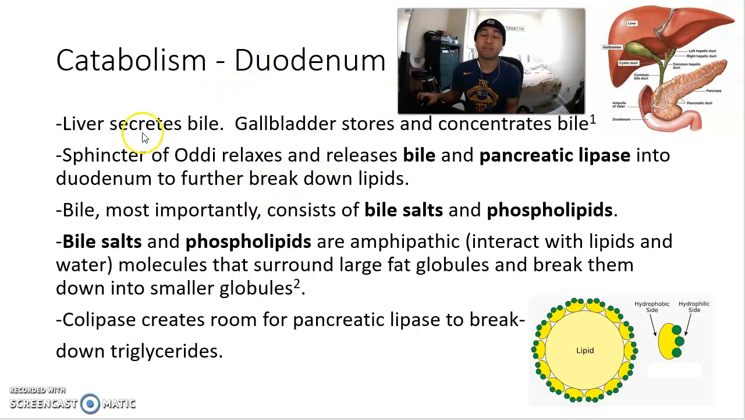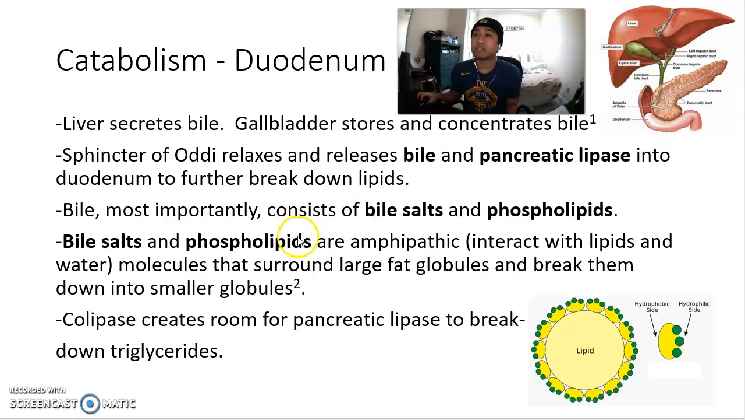So, in the duodenum, we will be secreting not only that pancreatic lipase, but something extremely important called bile. Bile is secreted by the liver and stored in the gallbladder, which will concentrate the bile as well. So it's secreted in the liver, travels down the hepatic duct, and is stored in the gallbladder. It'll travel down through the common bile duct to the ampulla of Vater, and the sphincter of Oddi will relax, allowing the bile to be secreted into the duodenum right here.